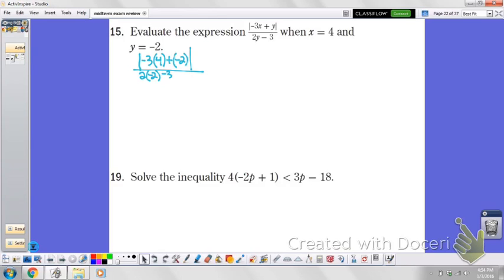Now, simple order of operations. Do what's inside my absolute value first, giving me the absolute value of negative 12 minus 2 all over, I'll go ahead and do the multiplication on the bottom. 2 times negative 2 is negative 4 minus 3. Negative 12 minus 2 is negative 14, so I have the absolute value of negative 14 over negative 4 minus 3, which is negative 7. The absolute value of negative 14 is 14, so I have 14 over negative 7, which is just negative 2.